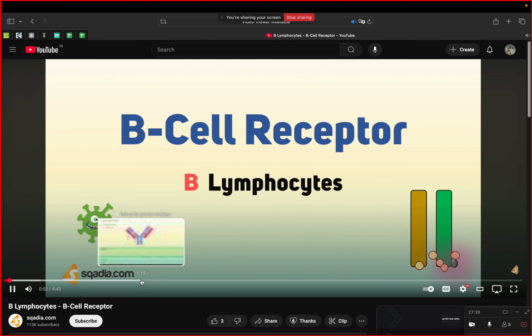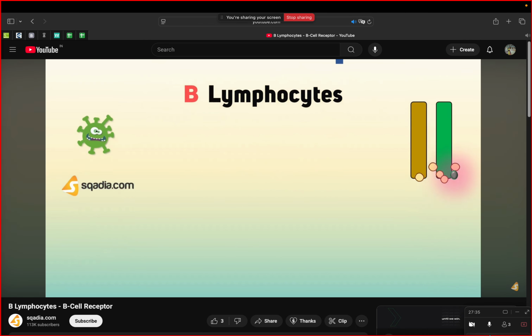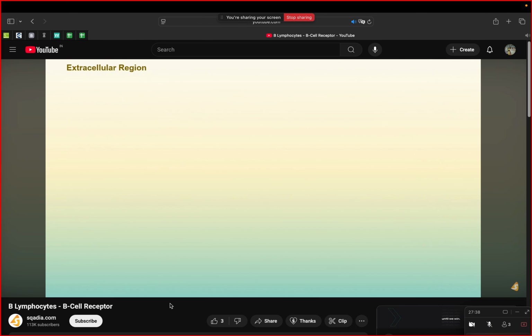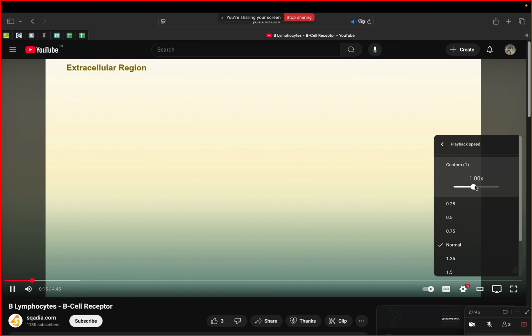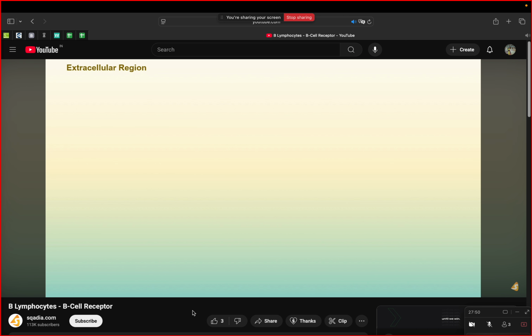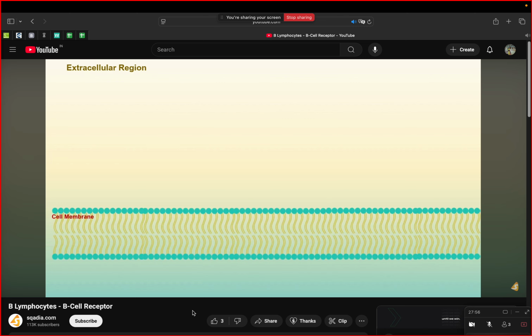We'll discuss the B cell receptor. B cell antigen receptors are immunoglobulins expressed on the surface of B cells. The receptor is produced by terminally differentiated B cells, or plasma B cells, and secreted as antibodies into the blood. This is the extracellular region of the B cell. This is the cell membrane, while this is the cytoplasmic region of the B cell.